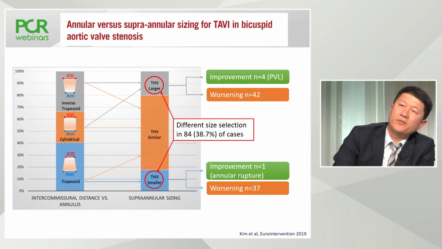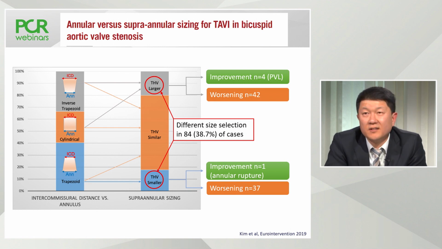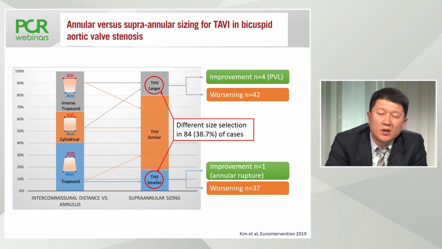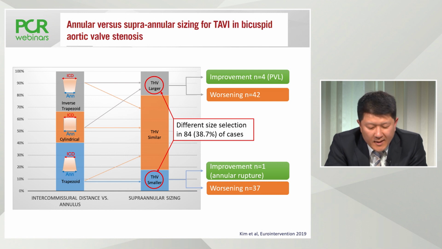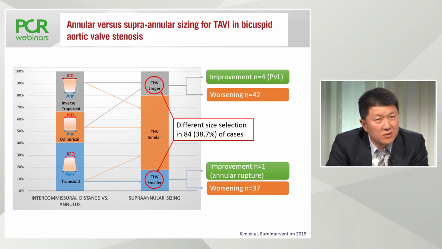Due to this controversy, we made an analysis of our single center experience with treating bicuspid aortic valves, and all these patients have been measured by annular sizing, and we compared it to measuring the intercommissural distance 4 millimeters above the annulus. And the main finding, which is not shown here in the image, is that with annular sizing, we had good outcomes in the vast majority of patients. So using second-generation devices, we had good outcomes.